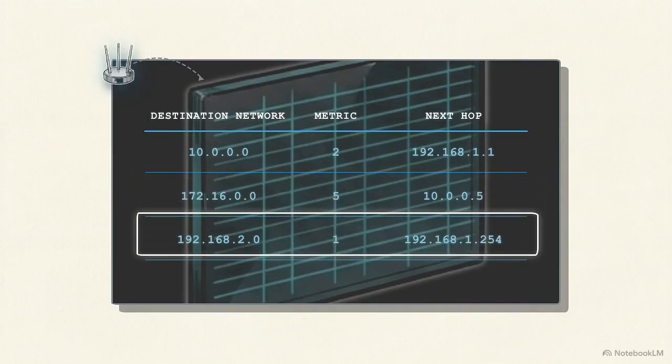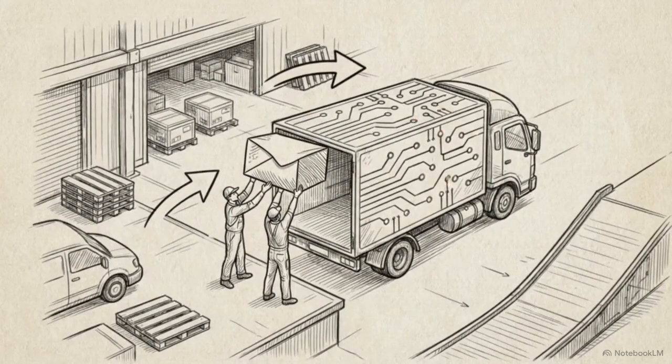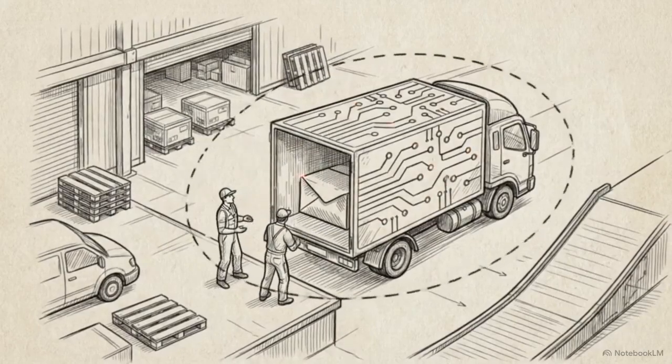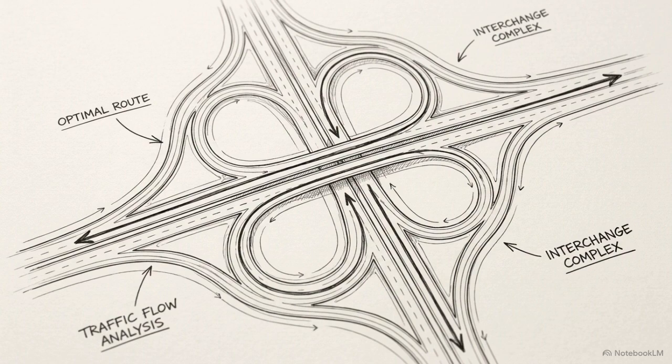Here is a simplified look at a routing table. This is the router's internal map. It stores a list of destination IP networks, metrics for the best path, and the specific next hop address the data needs to take to move forward. Returning to our analogy, routing is the process of loading the building's internal mail onto a specialized truck that calculates the most efficient highways to travel between different cities.